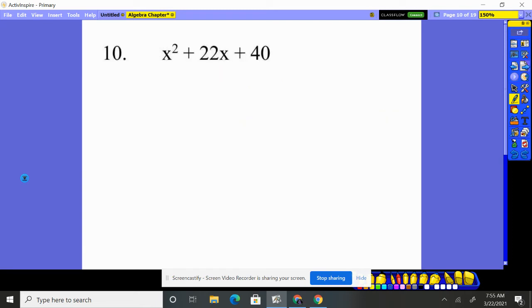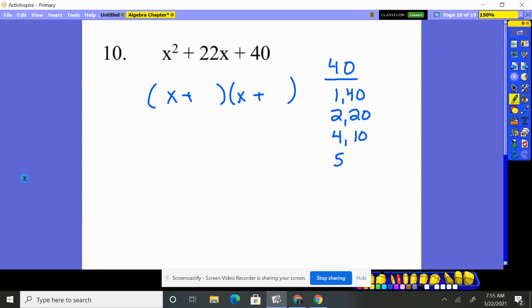Number 10. Okay, nothing factors out, so I'll look at 40. The great thing is everything's addition. Since everything's addition, we know this guy's going to break down to an x plus something, x plus something. Well, we have 1 times 40, 2 times 20, 3 times nothing, 4 times 10, and 5 times 8. There's nothing left between 5 and 8. We need them to produce 22. These would produce 41. These would produce 22. That's it right there. 2 and 20.